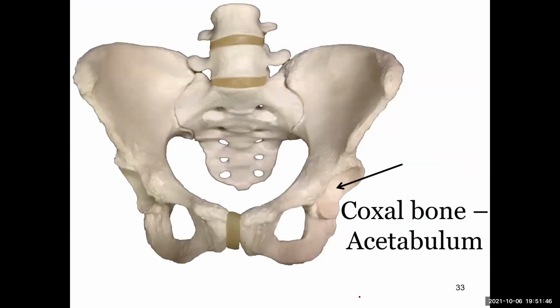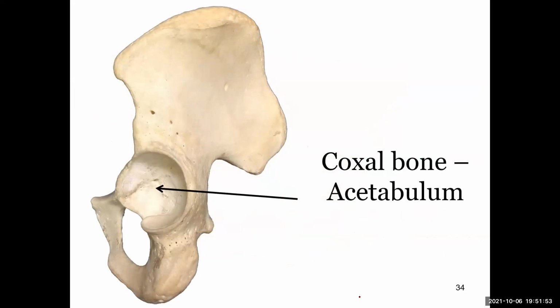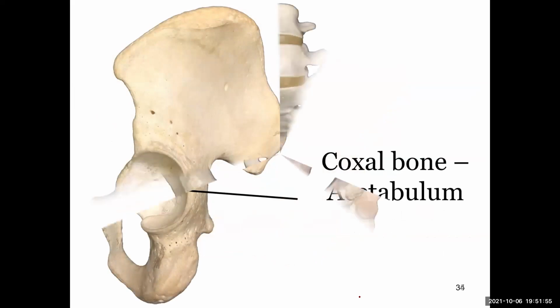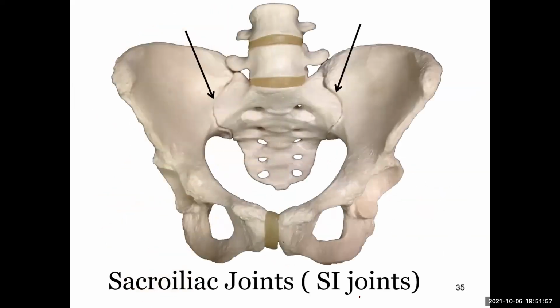There's your acetabulum. You can see it from the anterior view. Here it is again from the lateral view. And then those are your sacroiliac joints. That's where the auricular surfaces from the sacrum and the os coxa articulate with one another and create the sacroiliac joints.